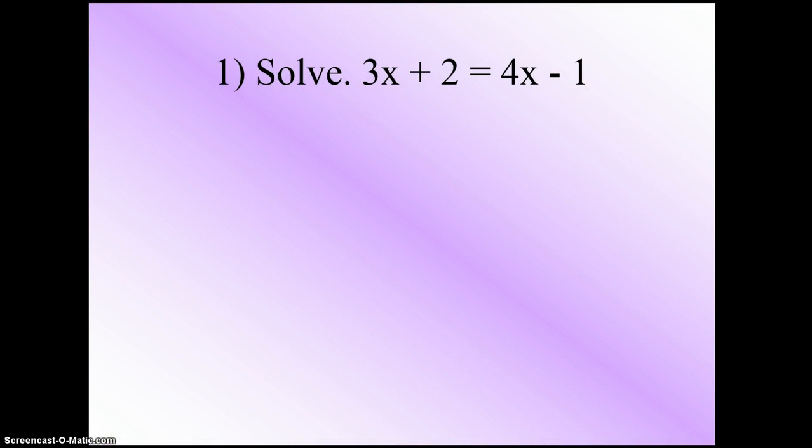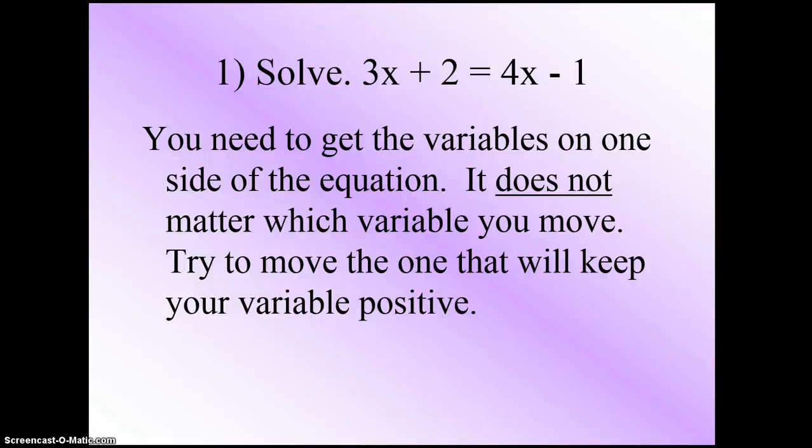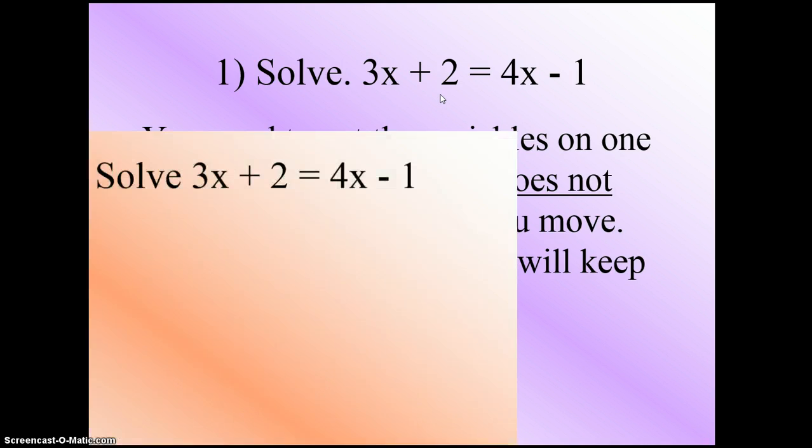Let's say we have this problem here. Solve 3x plus 2 equals 4x minus 1. There's a couple things we want to do here. We need to get the variables on one side of the equation. It doesn't matter which variable you move. Try to move the one that will keep your variable positive. Notice here we have an x on this side of the equals and an x on this side of the equals, so we need to move them together. We want to keep them positive, and the way you keep them positive is by moving the smallest variable. In this case, the smallest variable is 3x. So I need to move this 3x over here with the 4x. Leave the 4x over there, but move 3x to the 4x. Move the smallest one every time you get a chance.